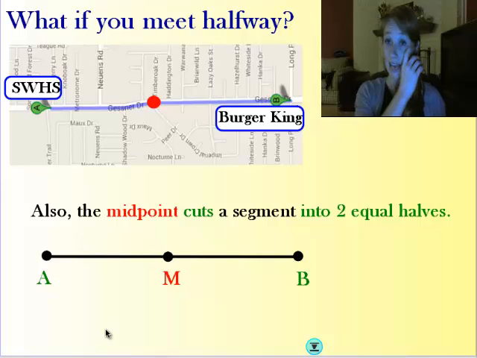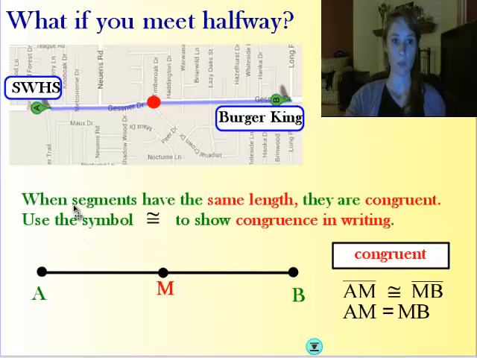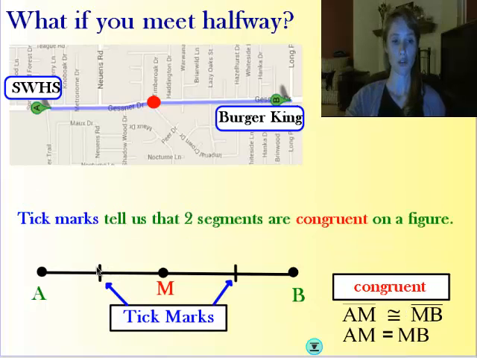Okay, one last way to describe a midpoint is that it cuts a segment into 2 equal halves. So I know that line segment AM is the same length as line segment MB. When segments have the same length, they are called congruent in geometry. We use the congruent symbol to show congruence in writing, as an equation. We also use these dash marks called tick marks to show that 2 segments are congruent in a figure. So to show that line segment AM is congruent to line segment MB, I show you these tick marks.